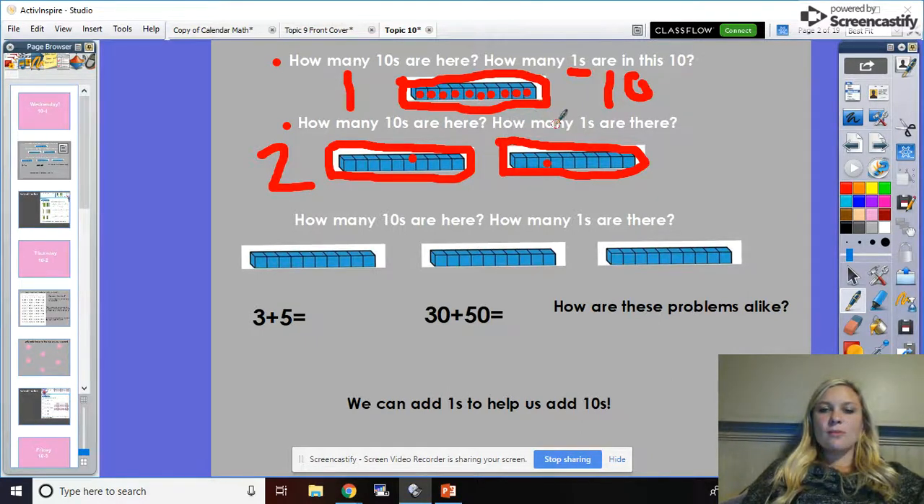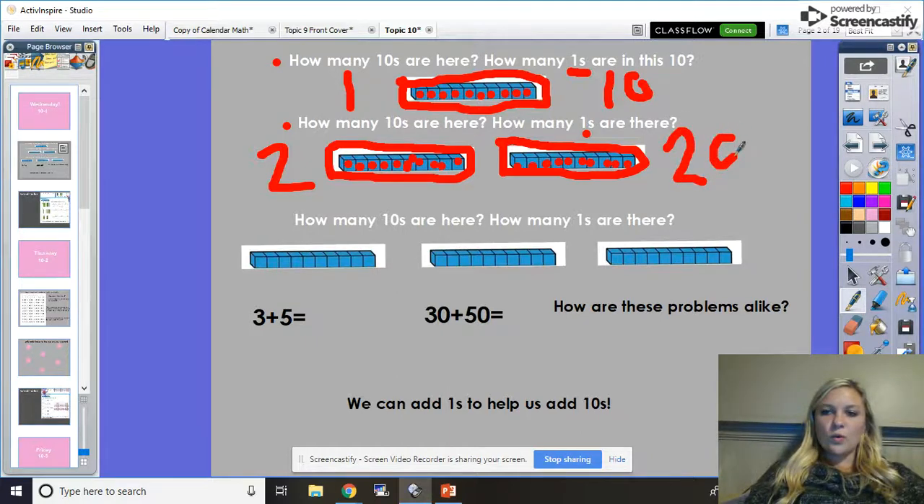Now we want to figure out how many ones there are. So we're going to look at the same number and see if we can show it in a different way. So we have 2 tens, 1, 2, or we can count all the little tiny ones to see how many little tiny ones cubes there are. Let's count. 1, 2, 3, 4, 5, 6, 7, 8, 9, 10, 11, 12, 13, 14, 15, 16, 17, 18, 19, 20. There's 20 ones because there's 20 little ones cubes. Or we can also say it's 2 tens.